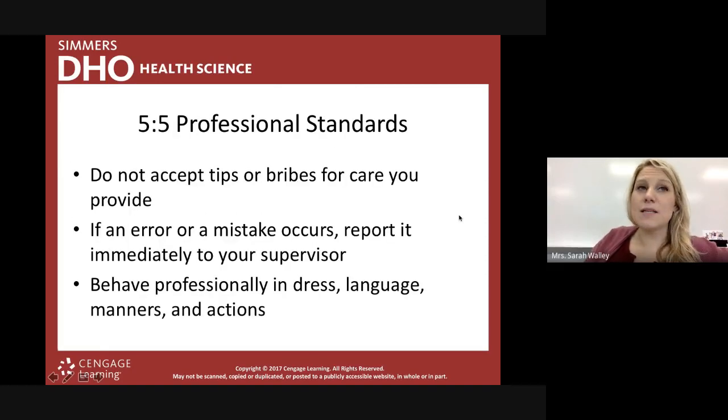And some of these can be like, you could be sued if you don't do them. Do not accept tips or bribes. If an error or mistake is made, you need to report it to your supervisor. Behave professionally in dress, language, manners, and actions.